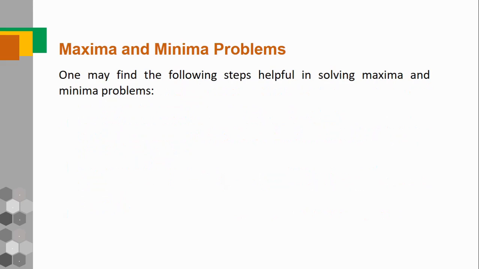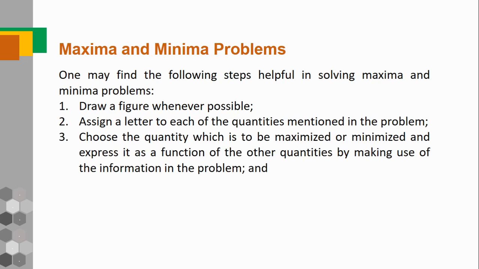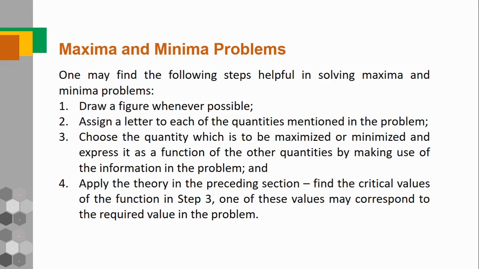One may find the following steps helpful in solving maxima and minima problems. Step 1. Draw a figure whenever possible. Step 2. Assign a letter to each of the quantities mentioned in the problem. Step 3. Choose the quantity which is to be maximized or minimized and express it as a function of the other quantities by making use of the information in the problem. And lastly, apply the theory in the preceding section.